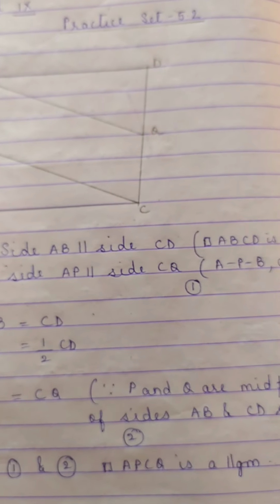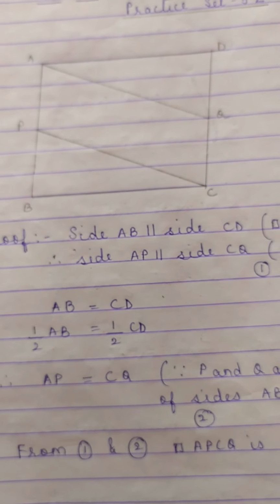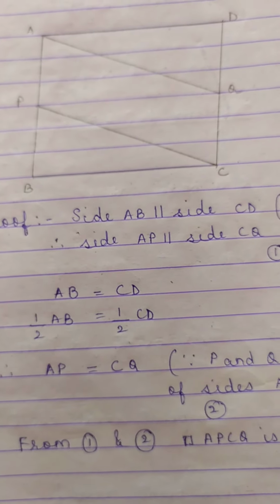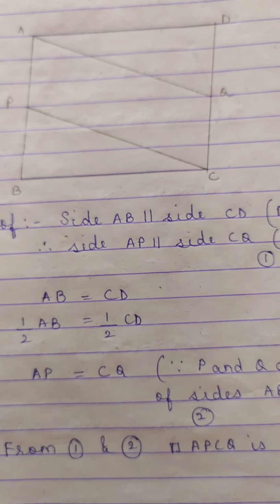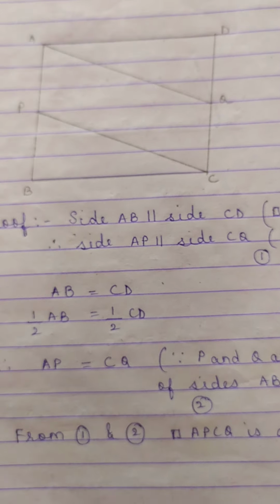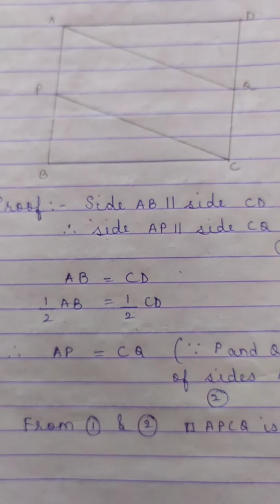So, from 1 and 2, that is, you have AP parallel to CQ, you have AP equal to CQ, you know quadrilateral APCQ is a parallelogram. For a parallelogram, the main condition is one pair of opposite sides should be parallel and congruent, which we have here, and therefore it's a parallelogram.